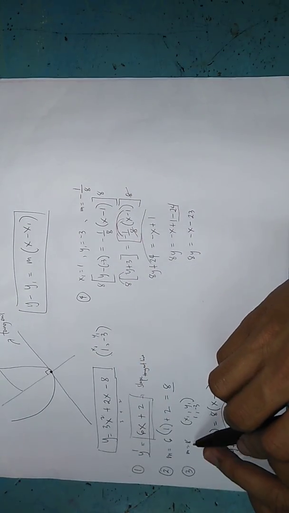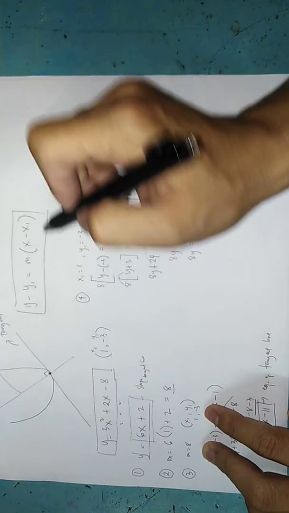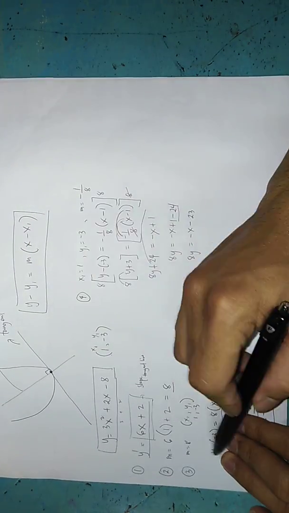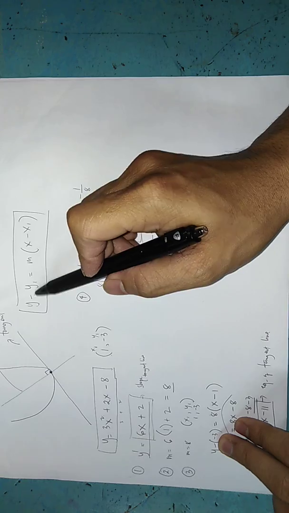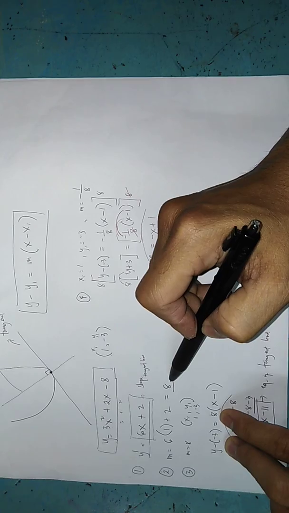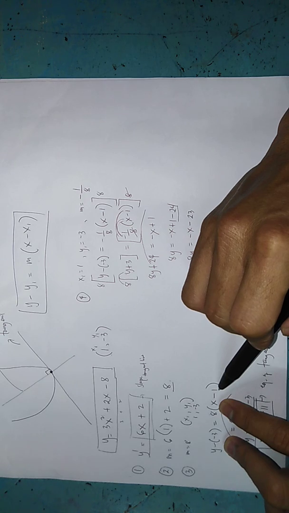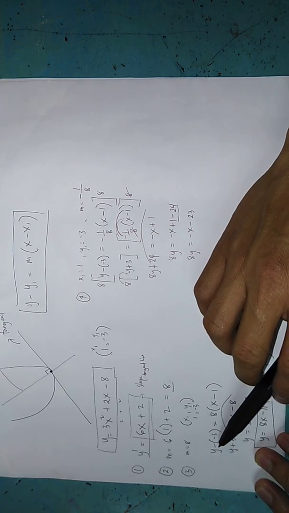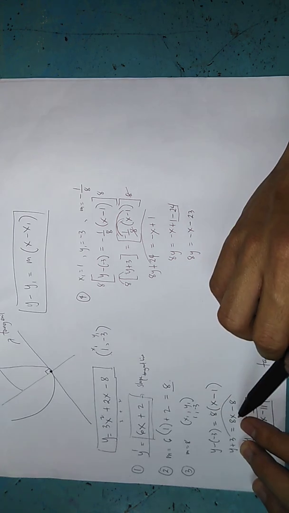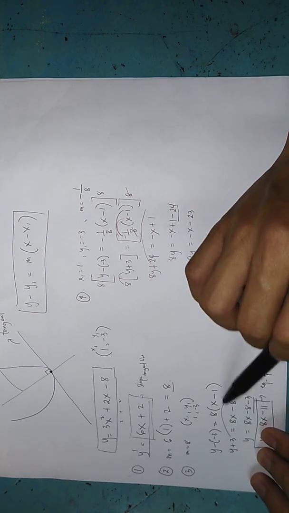Yun na siya. So, again, using x sub 1 is 1, y sub 1 is negative 3, we can now use this equation para mahanap yung equation ng tangent line. So, y minus y sub 1 is negative 3 equals m is 8 times x minus x sub 1, which is 1. Alright, tapos simplify lang yan. Negative, negative, kaya positive. Tapos dito, distribute. 8 times x, 8x, minus 8 times 1 is 8.